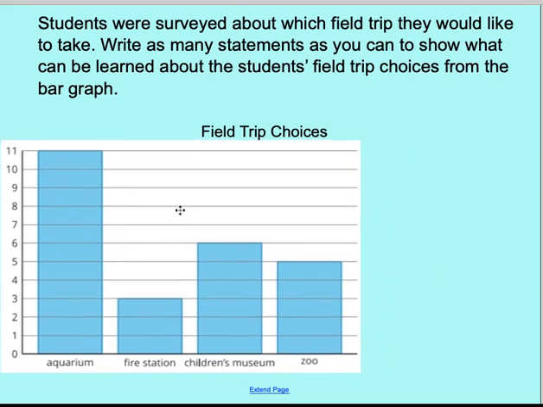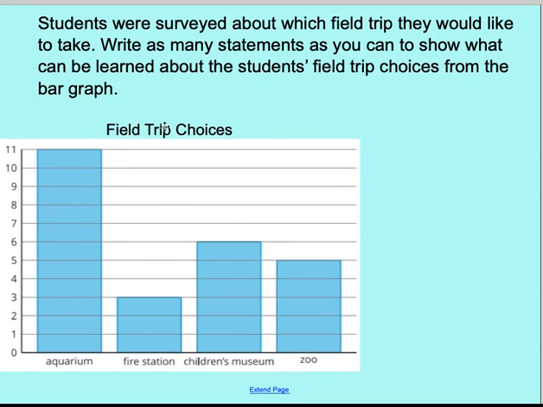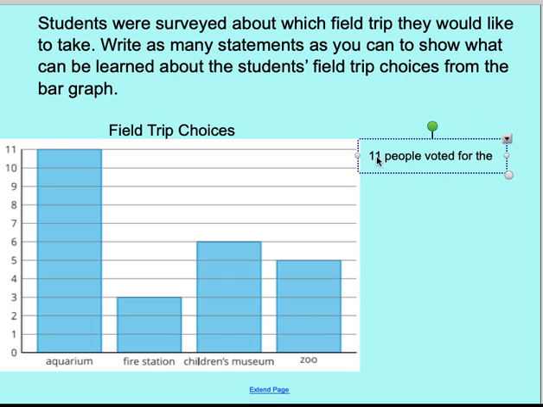I'm going to move this over so that I can type some of our ideas here. So we'll get out purple and small typing. So a true statement that I could write is 11 people voted for the aquarium. Aquarium. Did I spell that wrong? Yes. Aquarium. Trying again, right? Okay, so that's true.